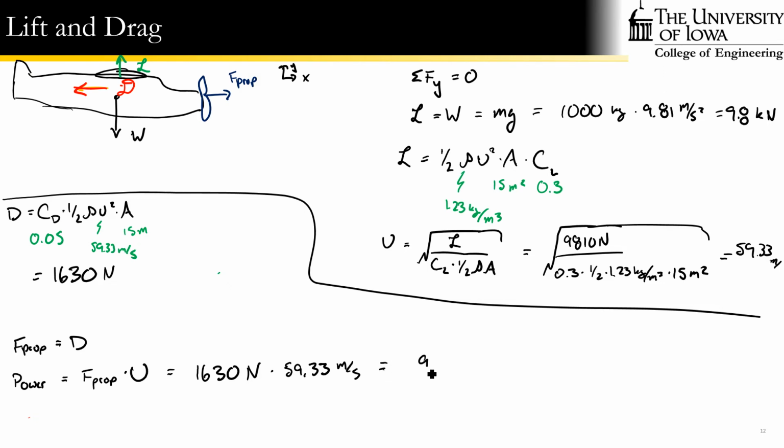It should work out to 97,300 watts. So 97.3 kilowatts, or about 130 horsepower, 130.5 horsepower. So, a small car engine, which is about the size of the engine of these things.